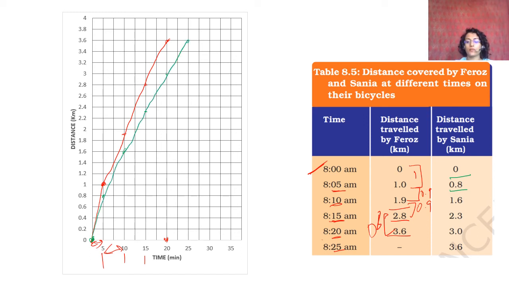Right? Please plot these graphs, and you don't have to use a ruler, because this is not a straight line again. Neither of the two is a straight line.